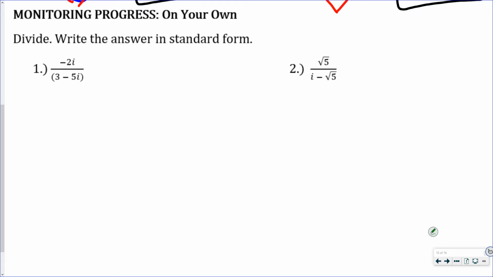What would the conjugate of my denominator be? 3 plus 5i. Good. So with division, our process here is to multiply the top and bottom by the conjugate, which is the same two terms, just different signs in the middle. So Wesley said 3 plus 5i.